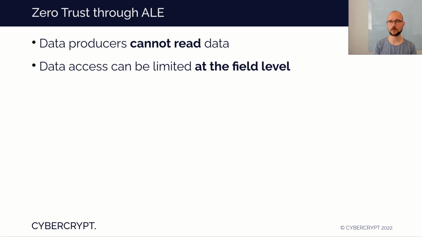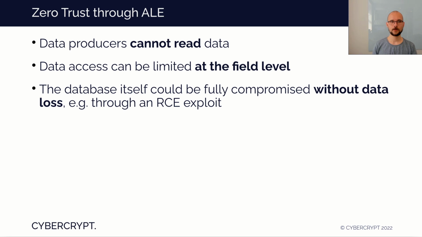So typically, if you have traditional encryption at rest, then you just encrypt the entire database when it's not in use. But here you can say each field is encrypted differently with different access mechanisms. So you can really control, okay, a user is only allowed to access their own data, for example, and no other user is authorized to do that. Of course, what you then get here is that the entire database itself could be compromised without data loss.